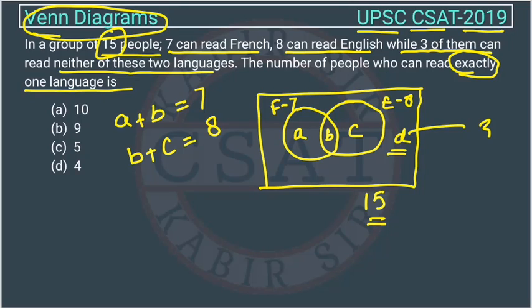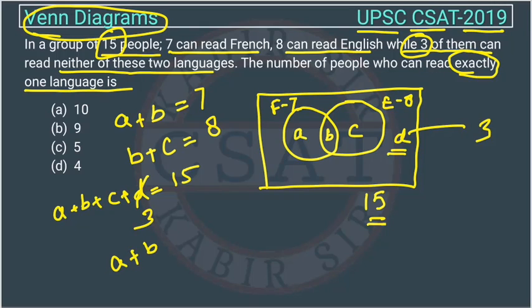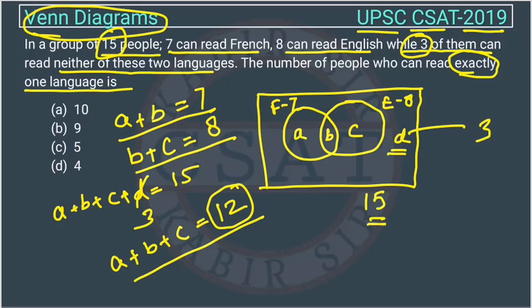So they have given these are 3 here, right? So D is 3. If D is 3, then A plus B plus C plus D, we know, is 15, right? D is given 3. So the total number of people who can read languages is 12, right? Now they have given A plus B is 7, B plus C is 8. So now if you see in this diagram, A plus B plus C should be how much? It should be 12, right? But if we add these two, then how much will it become? It will become A plus B plus C plus B is equal to 7 plus 8, 15. A plus B plus C is how much?